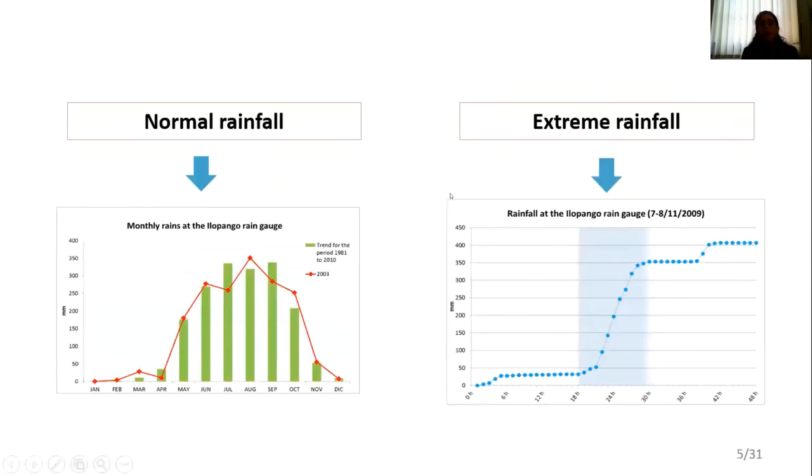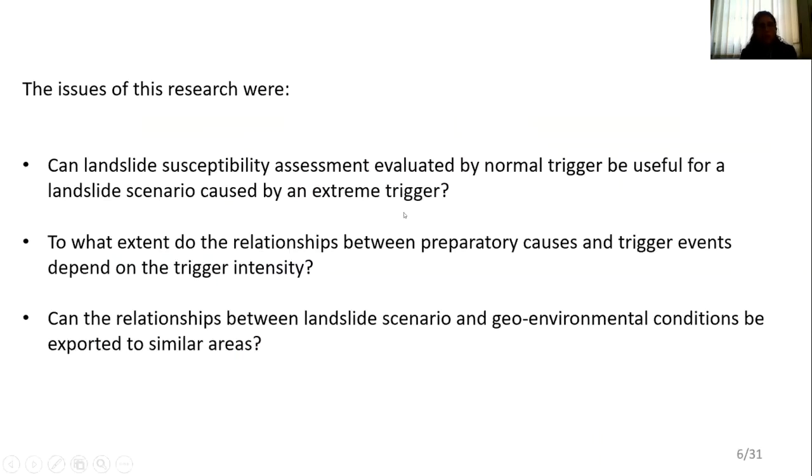But which kind of trigger? In my research, I'm focused on rainfall trigger. This type of trigger can be normal or extreme, the latter being characterized by high intensity with a great deal of rainfall in a short time. Here, I focused my presentation on three main points.